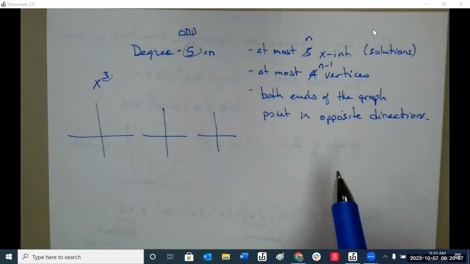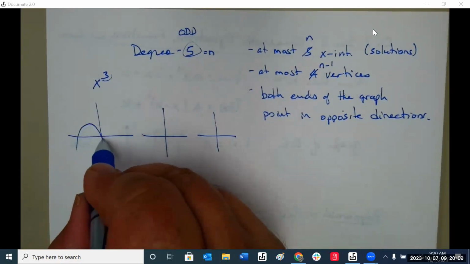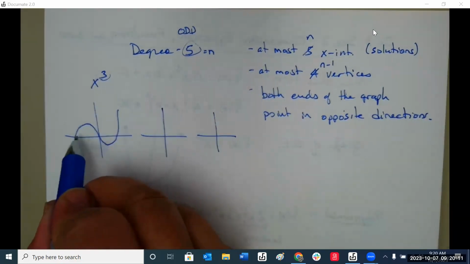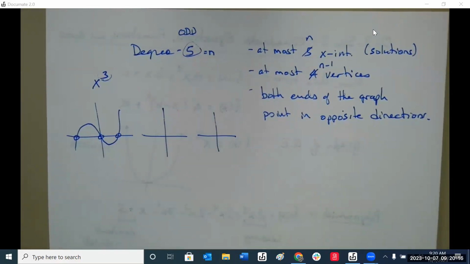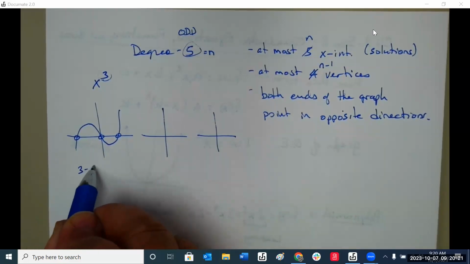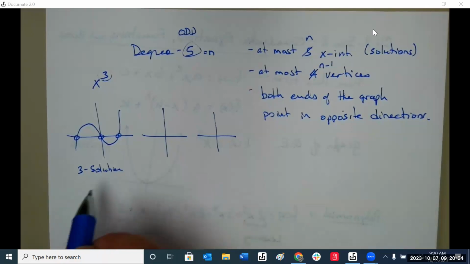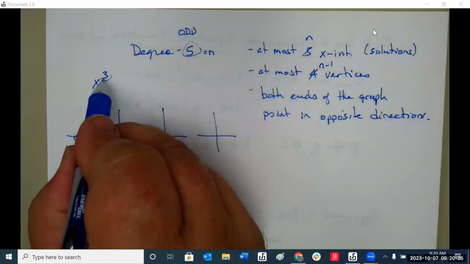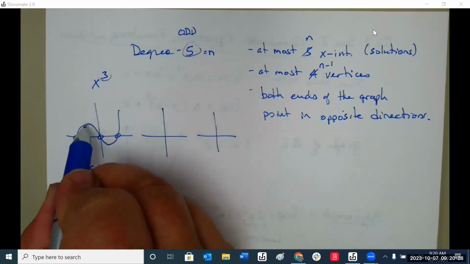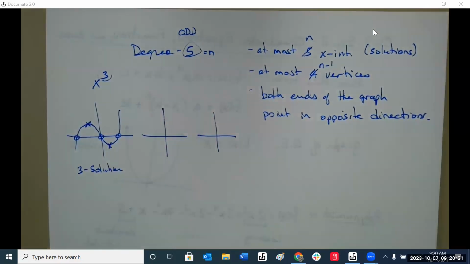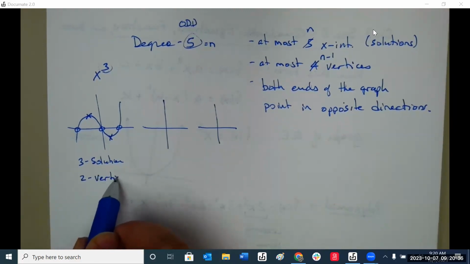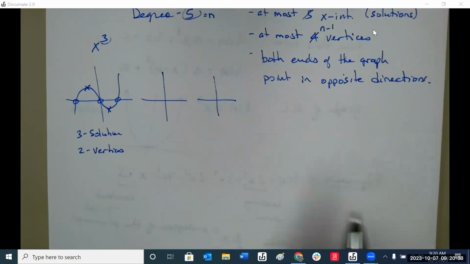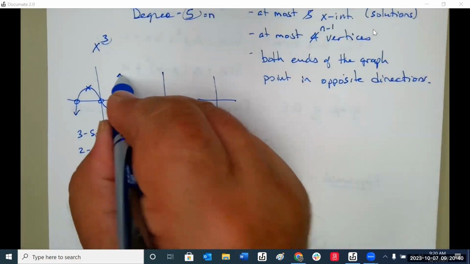We can have at most 3 x-intercepts. The graph can look like this, which is 1, 2, 3 x-intercepts. Three solutions. This is n minus 1. We can have then 2 vertices. And the ends point opposite directions.